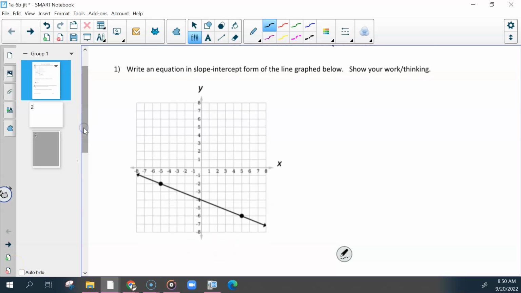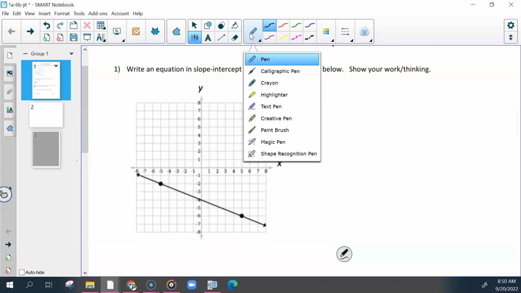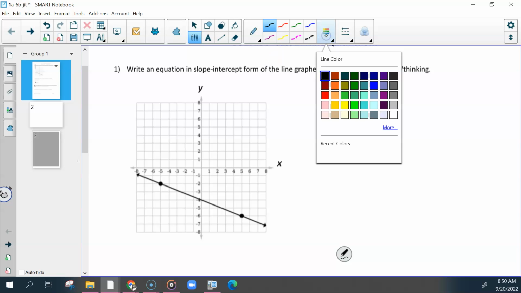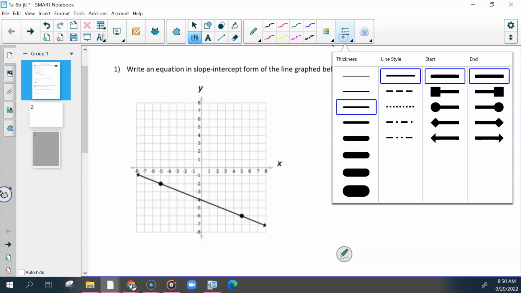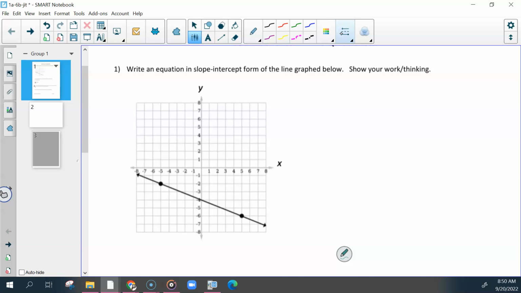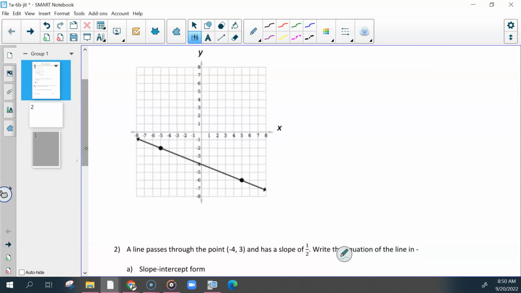Writing an equation in slope-intercept form. So the easiest way to do that: find your y-intercept, find your slope, write those off to the side, and then write those two together. So your y-intercept is at this point, -4. And then your slope, you can count from any of those 2 points.